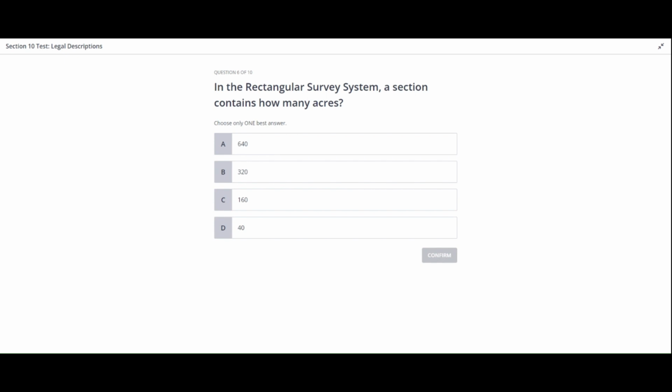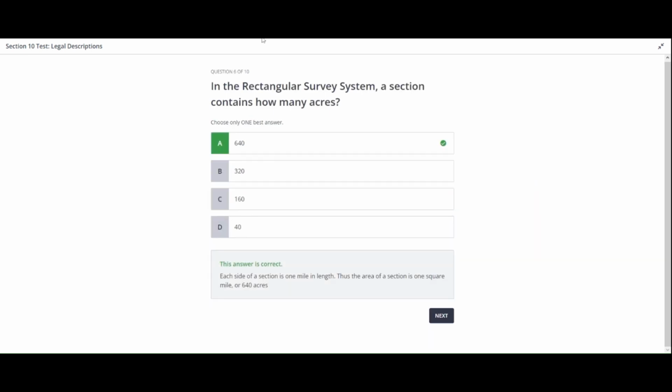I hope you had enough time to think about the option. So the correct answer is A, 640. Each side of a section is 1 mile in length. Thus the area of a section is 1 square mile, or 640 acres.